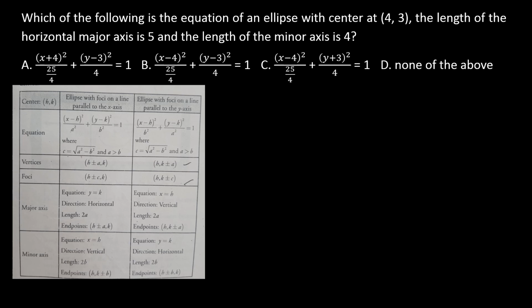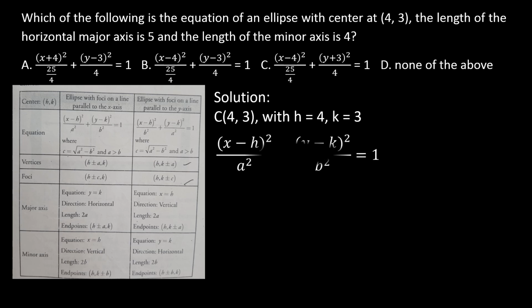Then when the minor axis is 4, the formula is 2b, so 2b is equal to 4. Okay, solution. We have the center at point (4, 3) with h equal to 4 and k equal to 3. Then we can use the first type of equation, because the major axis direction is horizontal.